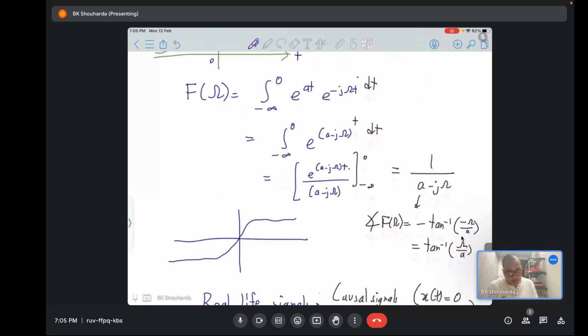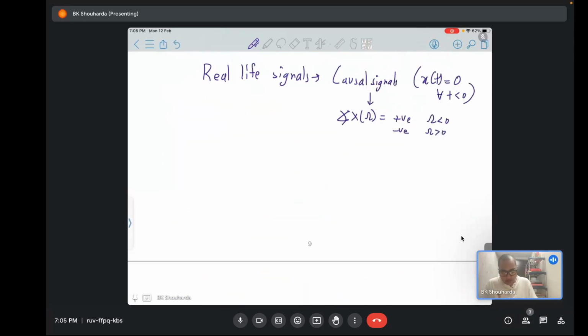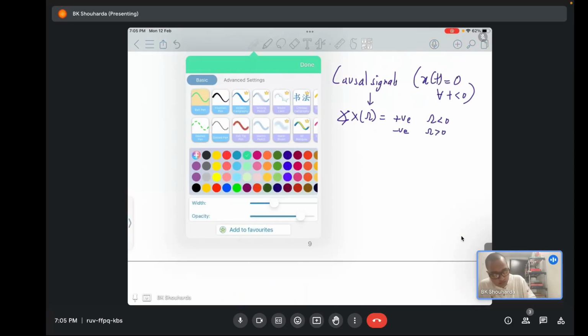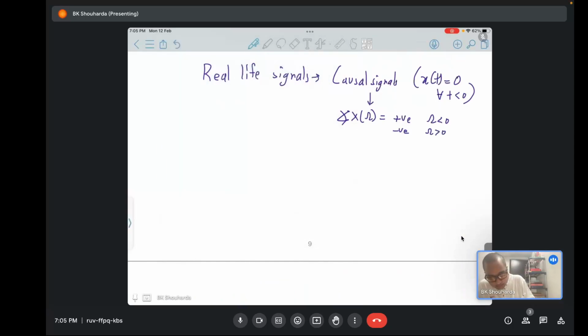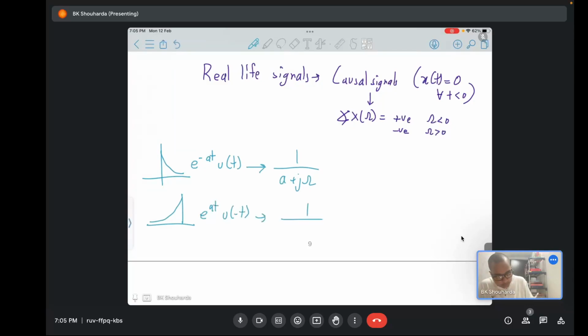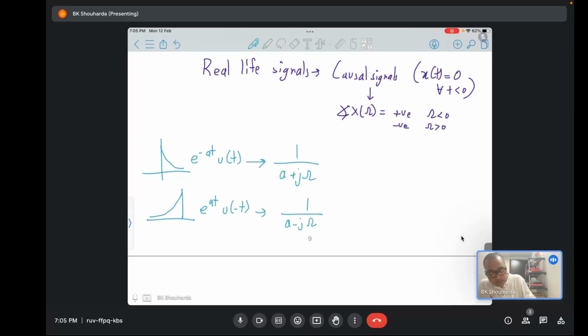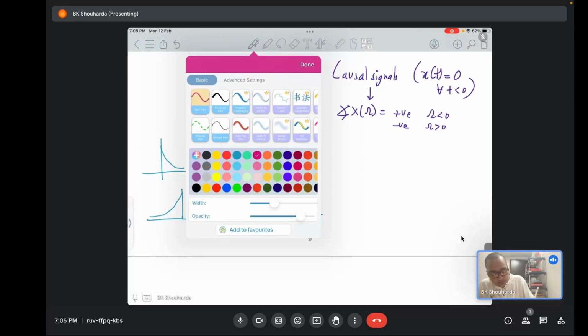Okay, so we noted this down. Let me revise the signals that we had taken. We had taken the signal e to the power minus at u(t), which had as transform 1 upon a plus j omega. Then we took the signal e to the power at u(minus t), that had this 1 upon a minus j omega spectrum. Now I will form two signals from this.